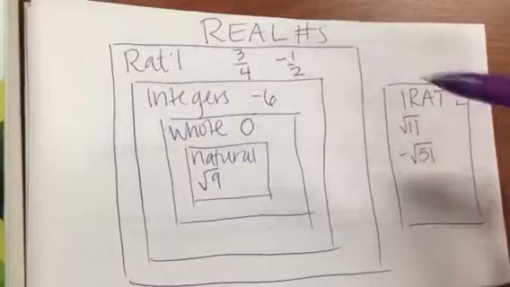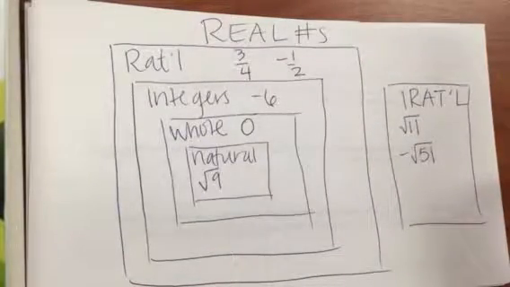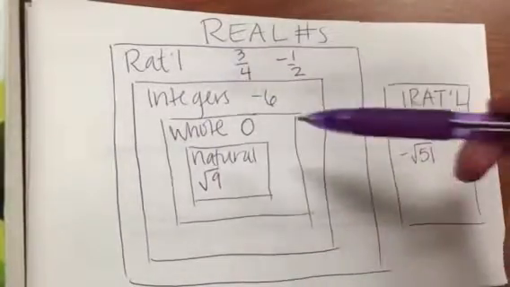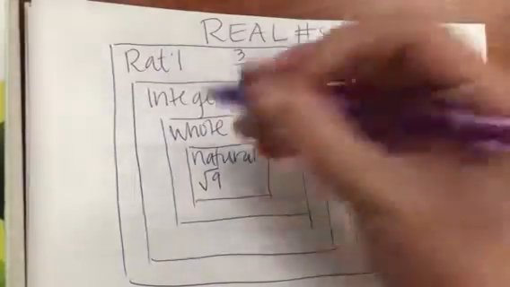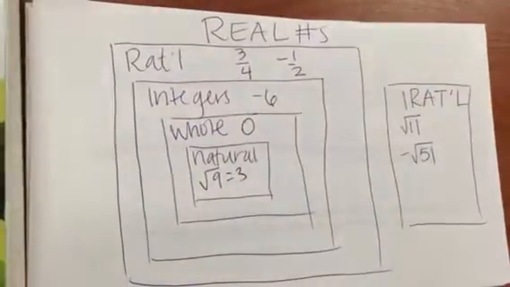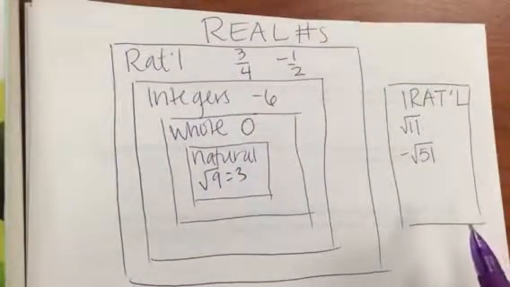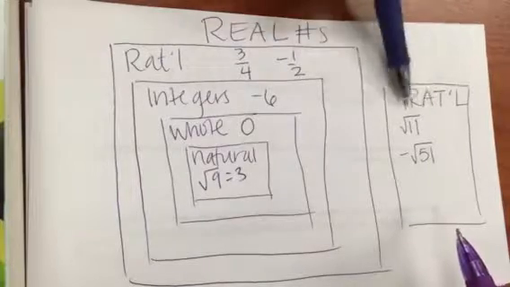So for the rational numbers, we had 3/4 and -1/2. Integers were -6. Whole was 0. Natural was square root of 9 because that equals 3. It is exactly 3. Had it been the square root of 10 or 8, that would have been an irrational number.